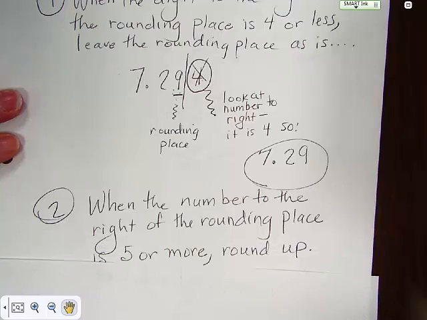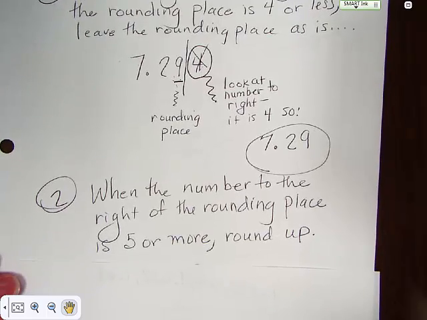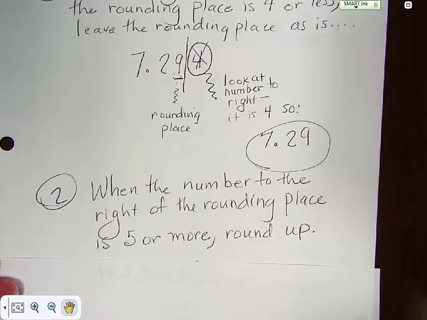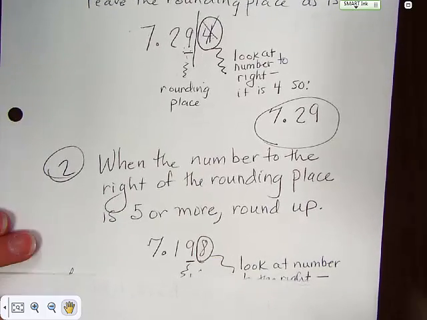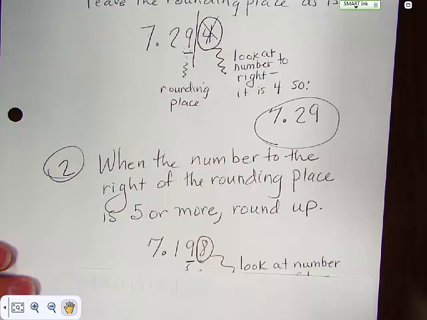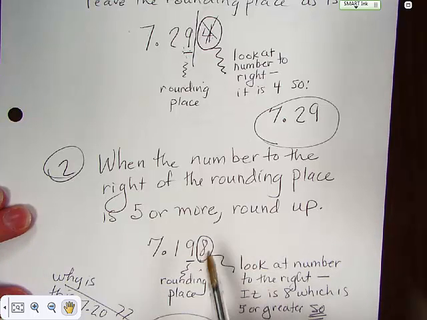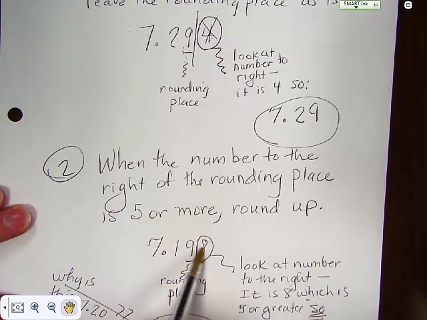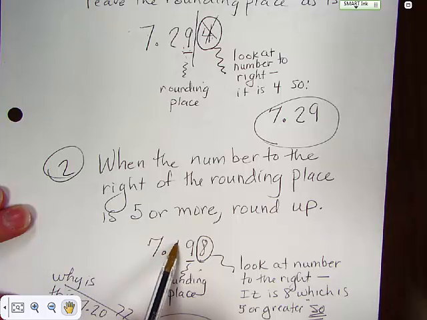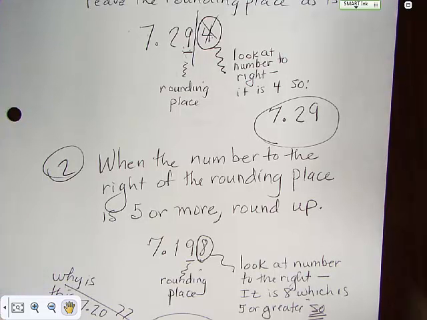Okay? Secondly, when the number to the right of the rounding place is 5 or more, round up. Example, you've got 7.198. 9 is the rounding place. 8 is the number that you're looking at. That 8 is 5 or more, so you're going to round up. But interesting, if this makes you round up, then this 9 becomes a 10. And when this becomes a 10, that means this becomes a 2. And that's one of those tricky things about rounding. So the real answer here is 7.20.